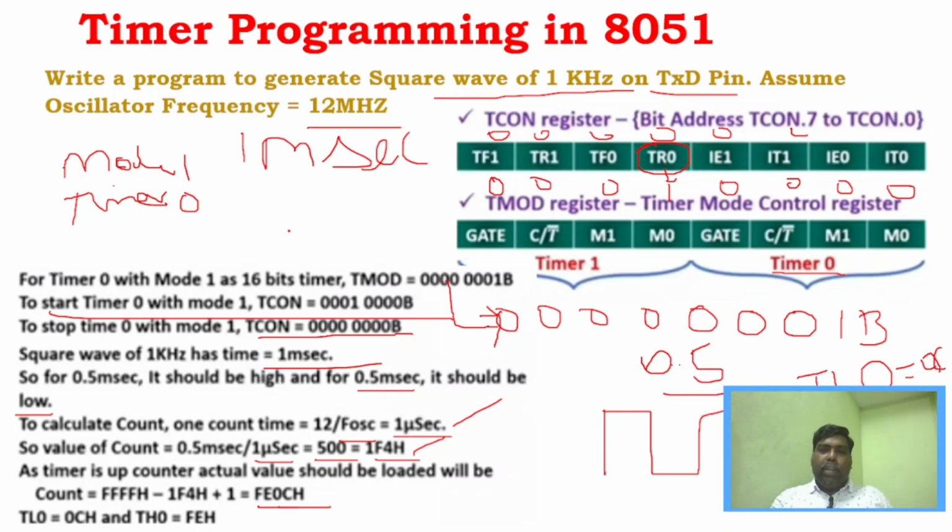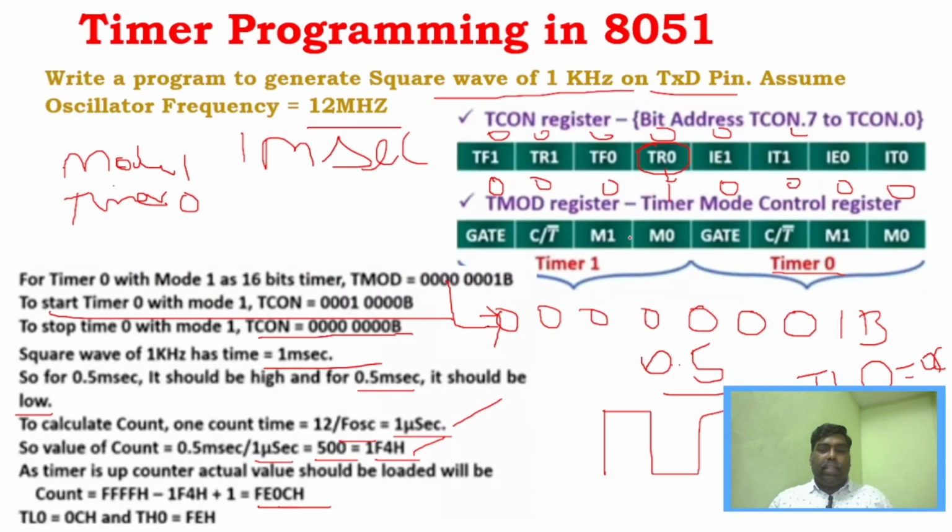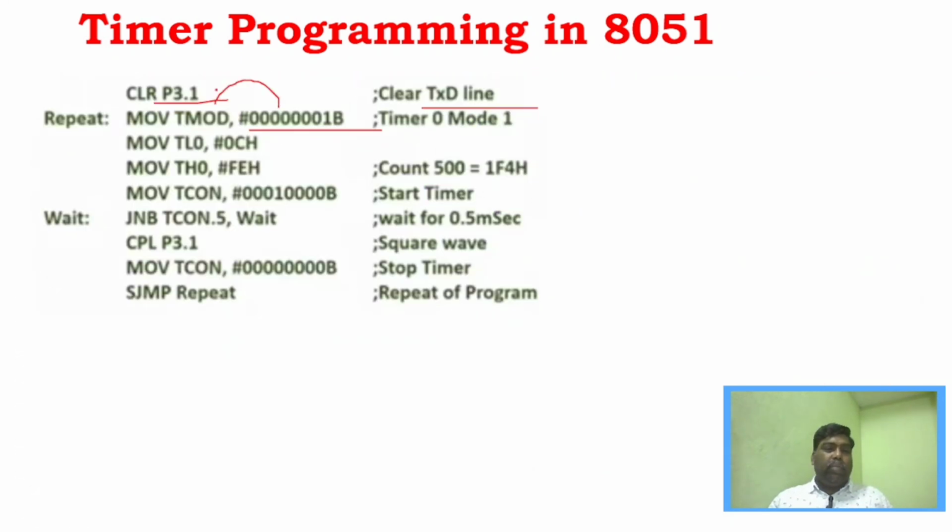Now let us see the program. You can see here, I'm going to generate the square wave on this particular pin. So what I'm going to do is clear this pin, P3.1, that is the TXD pin. Now you can see here the TMOD register, you know how to configure it. If this value is fed to the TMOD register, it will be configured to timer 0 and mode 1. And now you know the count value of TL0 and TH0, which we found out.